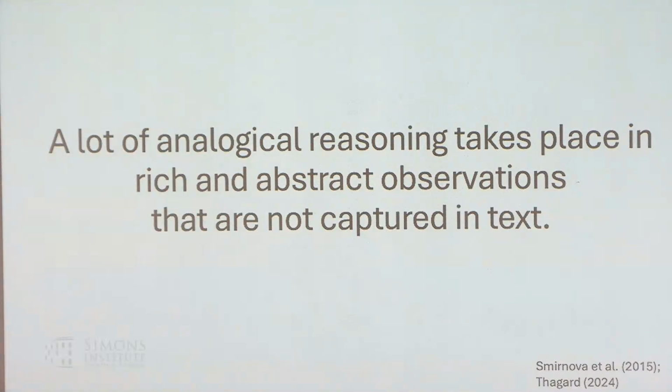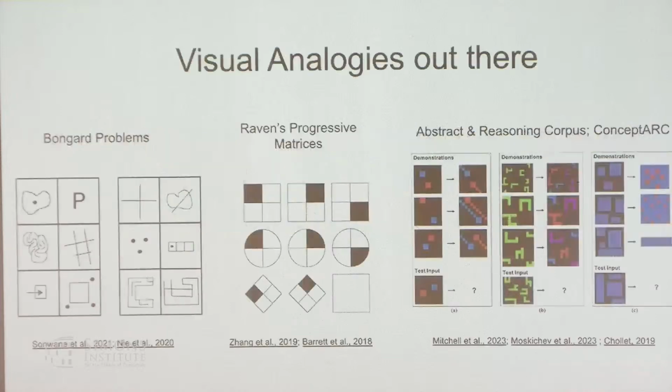Okay. So a lot of analogical reasoning takes place in rich and abstract observations that are not just captured in text. We don't just rely on knowledge of language or learned symbols to make analogies. There's literature out there suggesting that crows, chimps, and many other animals can also perform analogical reasoning, suggesting that language is neither necessary nor sufficient for analogical reasoning. And this is also why we care about visual analogies.